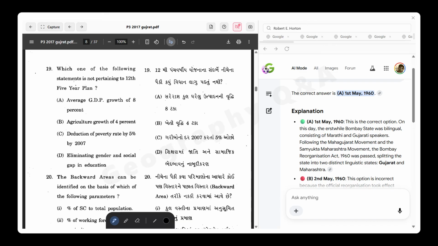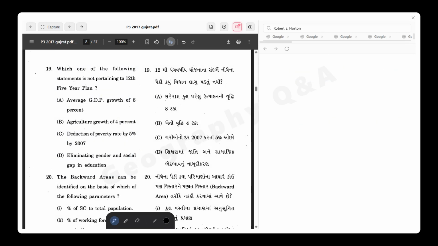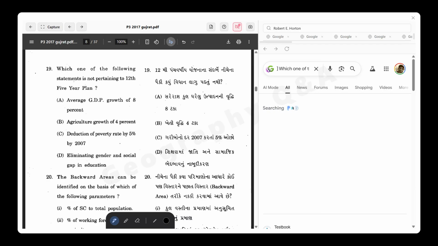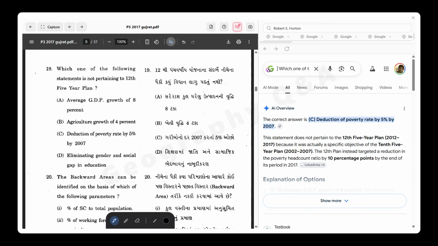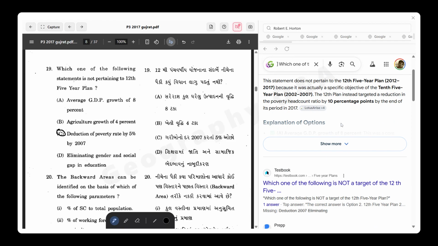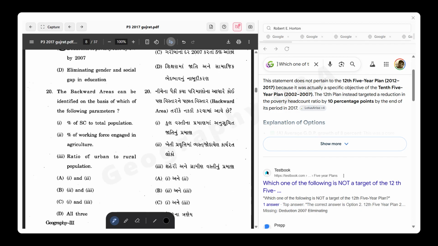Which of the following statements is not pertaining to the 12th Five-Year Plan? Average GDP growth up to 8%, agricultural growth up to 4%, reduction of the poverty rate by 5%, elimination of gender and social gap. So reduction of the poverty rate is the wrong answer, because it is from the 10th Five-Year Plan. This was specific to the 10th Five-Year Plan.